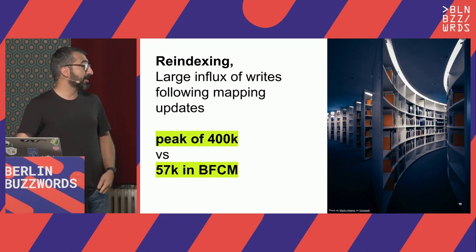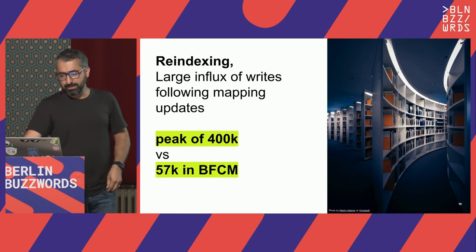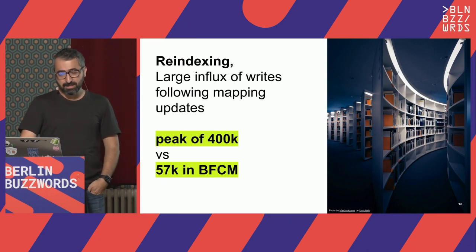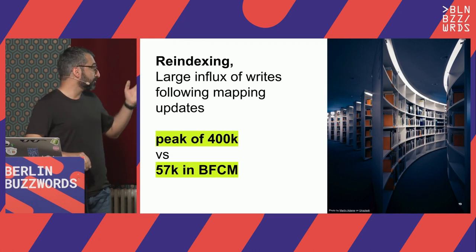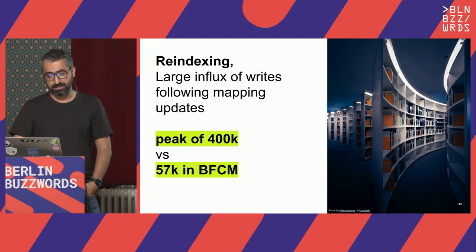So at peak, we have about 400,000 writes per second. I forgot to put the units. But it's 400,000 writes per second versus BFCM, which is supposed to be high volume. It's about 10x higher than BFCM when we do a big reindex. So what do we do to handle this?